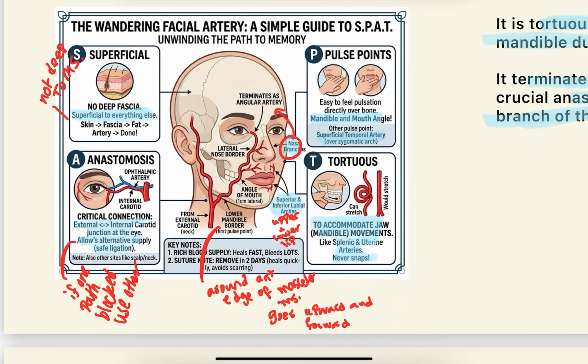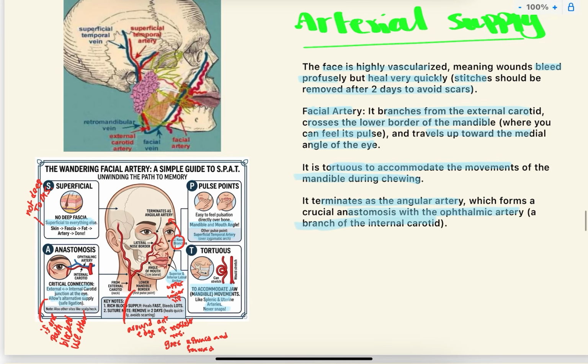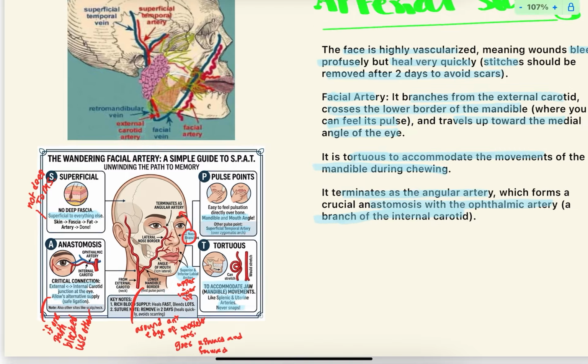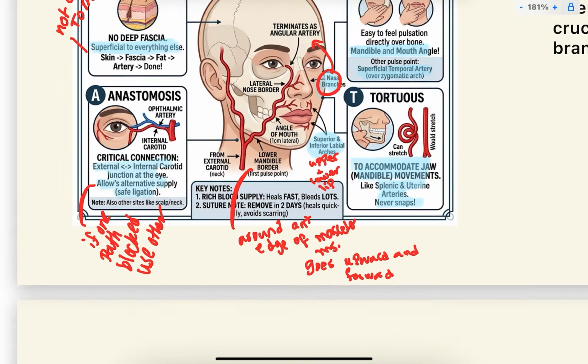It will give me branches, by the way, which are what? These branches are the superior and inferior labial branches, which will supply the upper and the lower lip, and it will give me also nasal branches. Okay? Now, once it terminates as the angular artery, we said it's going to anastomose with the ophthalmic artery. And when it anastomoses with the ophthalmic artery, which comes from the internal carotid, this means that I will have a connection between them. They will have a junction at the eye, which will allow for an alternative supply and safe ligation. If one of them is blocked, we can use the other one in surgery.